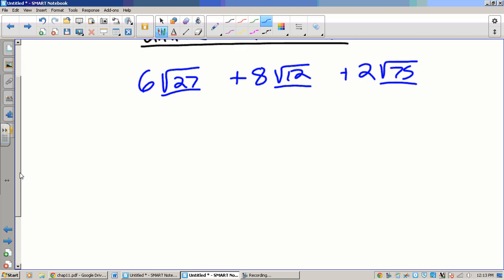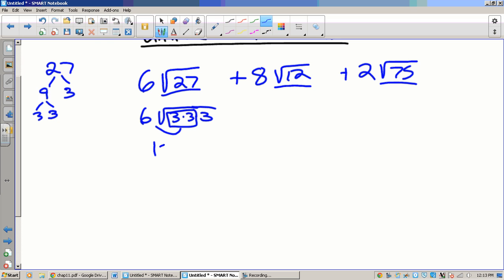Okay, so hopefully what you did is you found the prime factorization of 27. 27 is 9 times 3, and then that is 3 times 3. So we've got 6 times 3 times 3 times 3. We've got a pair there of 3's, and we can pull that up. That's 9. So the square root of 9 is 3, and 3 times 6 is 18. So that simplifies to 18 radical 3.